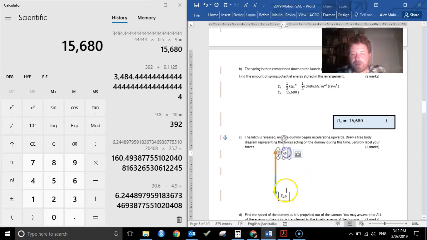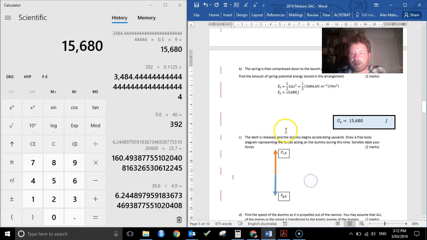Now notice that both of the forces are on the dummy. Right? So every free body diagram we draw is always going to have forces that are all acting on the same object. Right? And if we want to accentuate this, let's make the spring-on-dummy one significantly bigger than gravity. Done. And that's what you need for 2 marks. So 2 forces. You got 1 mark for labeling the correct forces, so spring on dummy and gravity on dummy. And you got 1 mark for the spring on dummy one being bigger than the gravity on dummy.